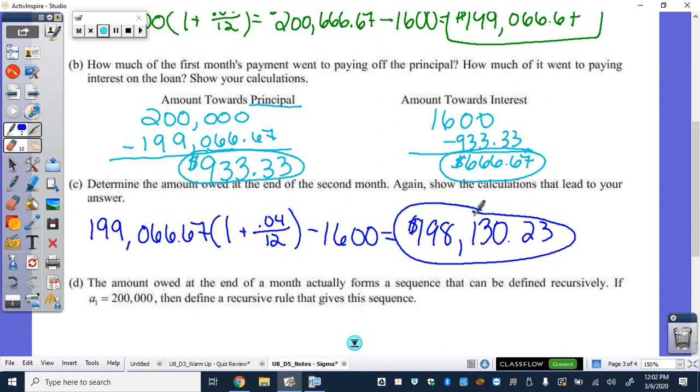So after your second month, you should have $198,130.23. And then it just keeps going on and on and on like that. So this time it went down about $900 again, a little bit over $900. So you still end up paying a ton in interest.